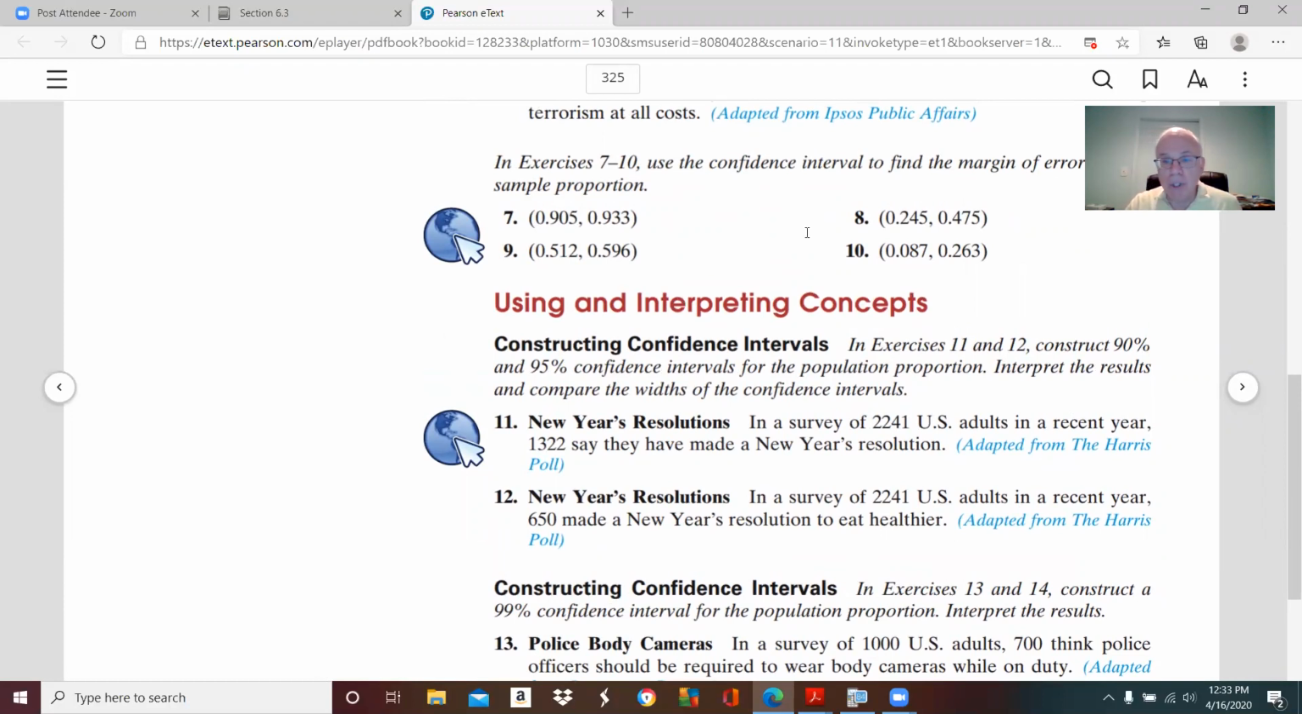Number 11. Now, notice that in the problems here, it says in exercises 11 and 12, construct 90 and 95% confidence intervals for the population proportion. So they're asking you to do both confidence intervals for each one of these, 11 and 12. But just to save some time, and maybe if you want to try the other one, I'm doing the 90% confidence interval for number 11, and I'm doing the 95% confidence interval for number 12. All right, this is an illustration of how to do it.